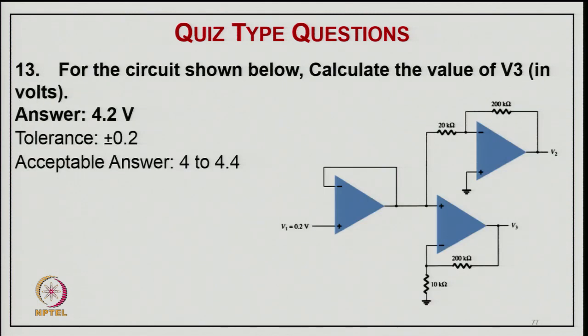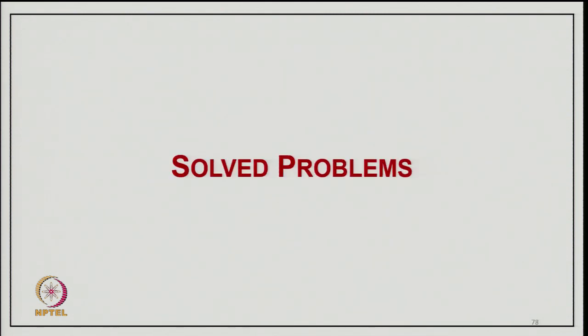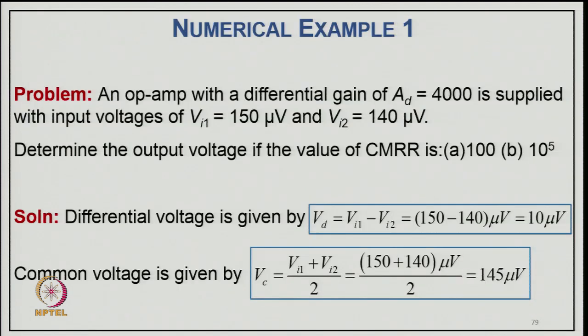So now after these quick questions, we come to the solved problem, which is a little bit involved. It comes with numerical example 1. The problem: an operational amplifier with a differential input gain of 4000 is supplied with input voltages VI1 equal to 150 microvolt and VI2 equal to 140 microvolt. Determine the output voltage if CMRR is 100 or 10 to the power 5.